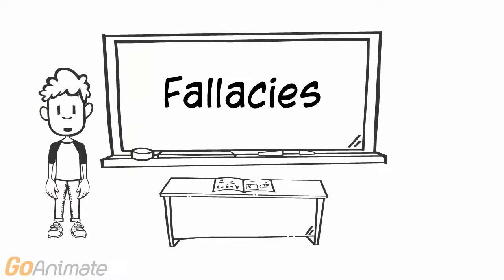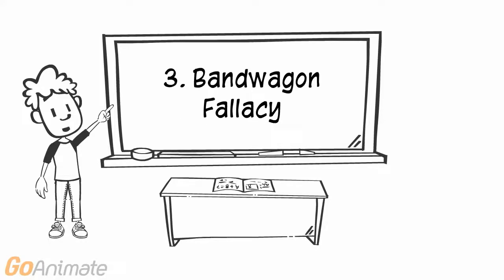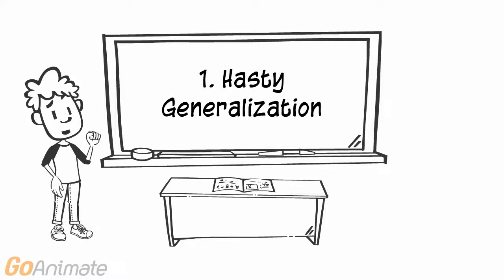There are a lot of fallacies, but I would like to talk about three of them that might be common with your writing: hasty generalization, appeal to pity, and bandwagon fallacy. Hasty generalization is when you make assumptions about a whole group or range based on a sample that is inadequate, usually because it's atypical or too small. It can also look like stereotyping.